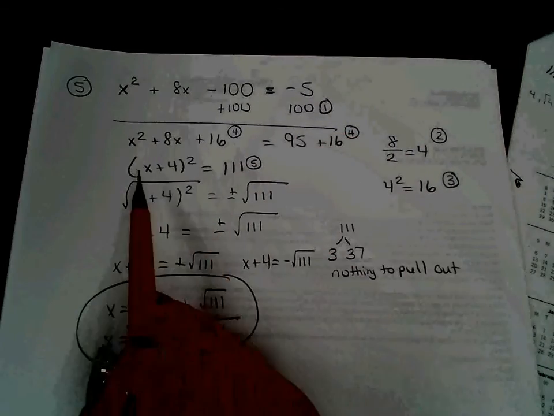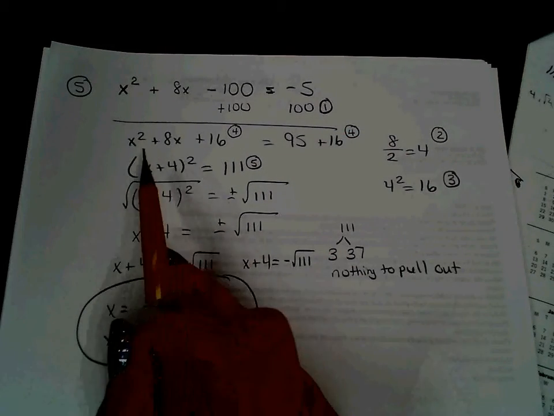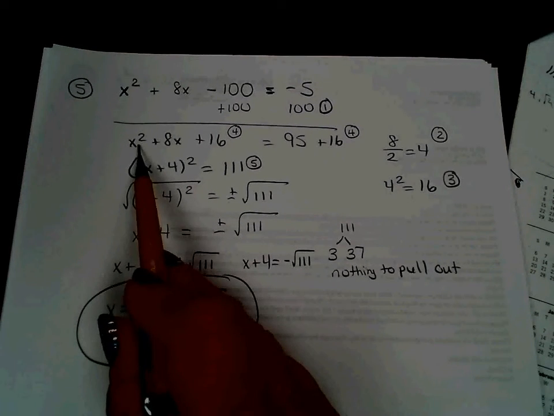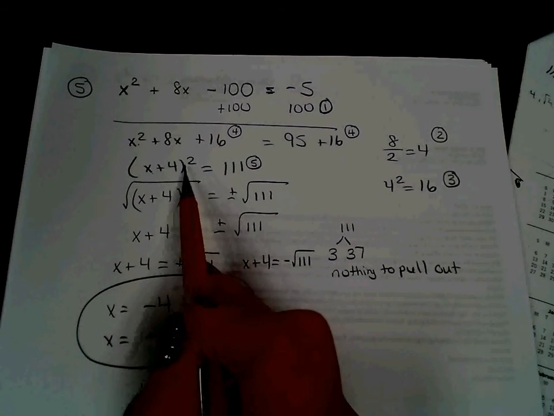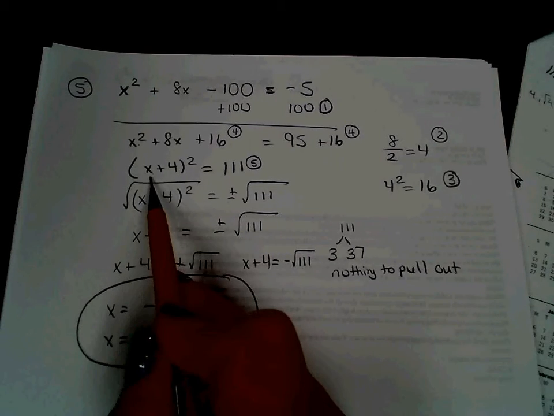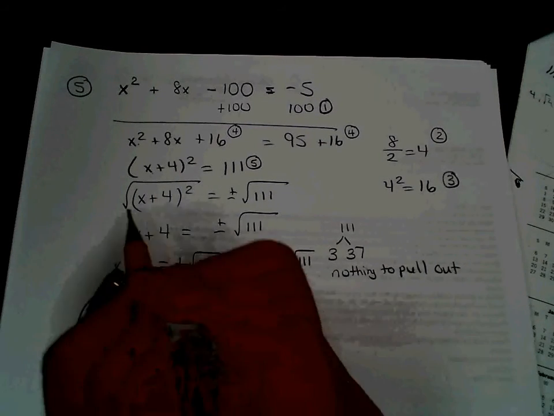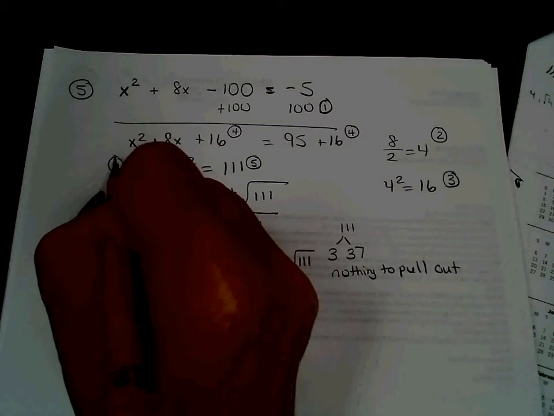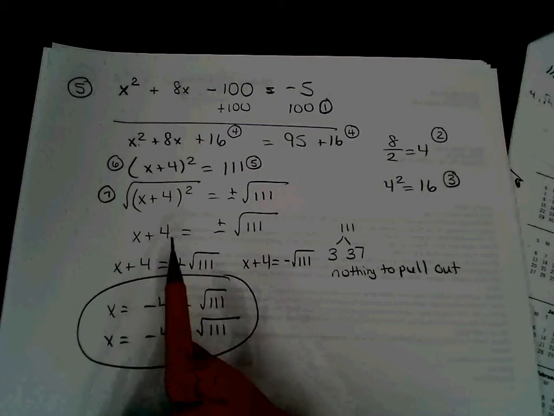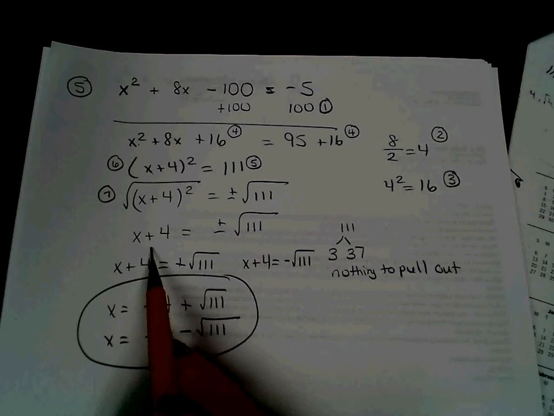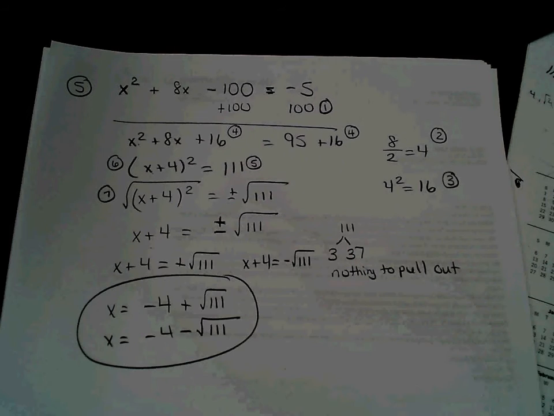And then I factored this by what we call perfect square trinomial. The square root of x squared is x. The square root of 16 is 4. 4 times x is 4x, doubled is 8x, so it works. Then I took the square root of both sides. When I take the square root of the left, it just cancels the square. When I take the square root of the right, I have to put plus or minus in front of it.